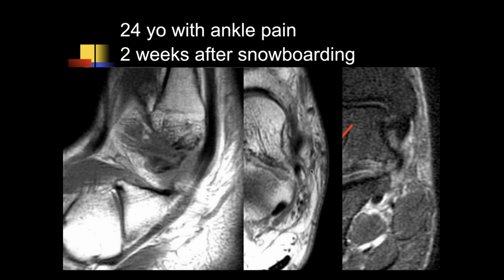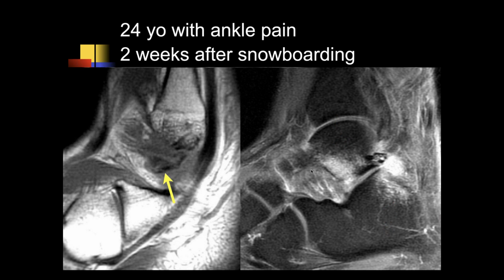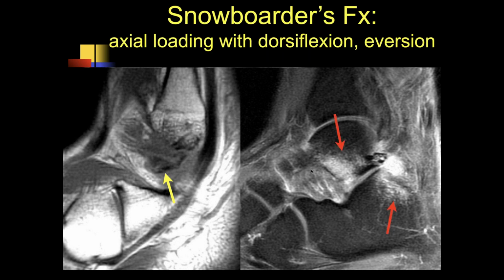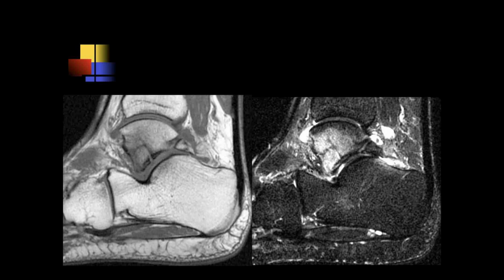Yeah, it's called a snowboarder's fracture. It's this very characteristic fracture that snowboarders get. Axial loading with dorsiflexion and eversion. With all the things that the snowboarders do, they must have a dozen or so different kinds of fractures. Yeah, I bet.